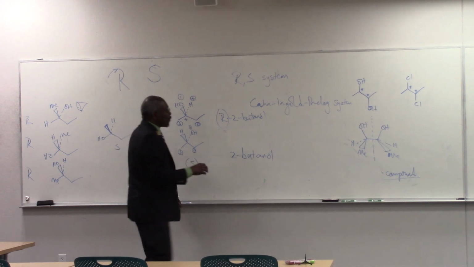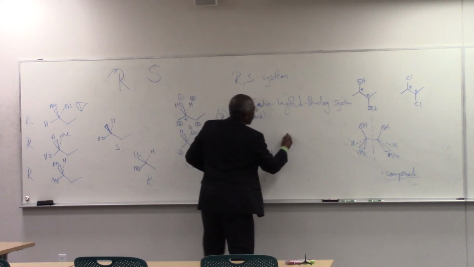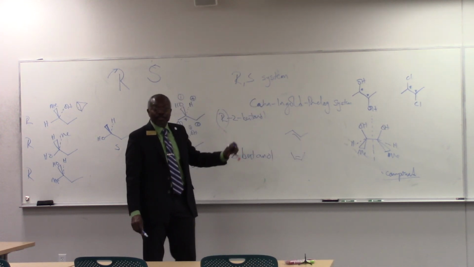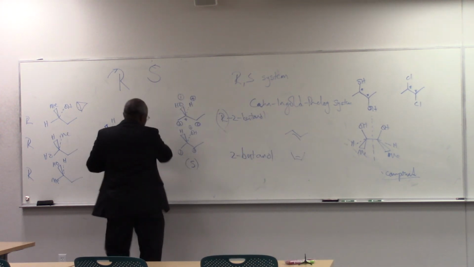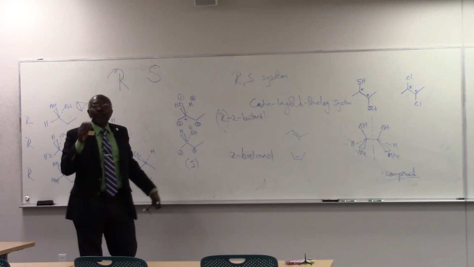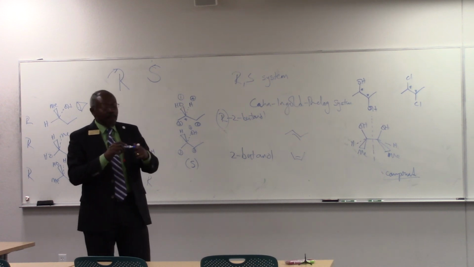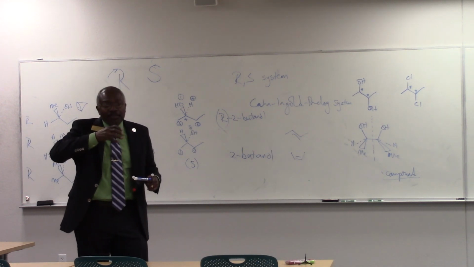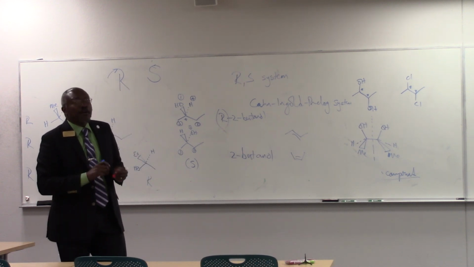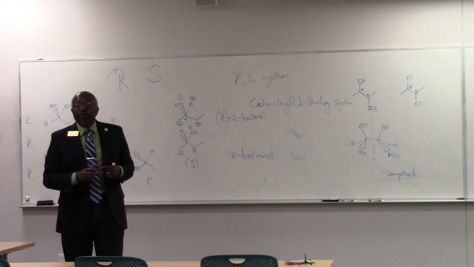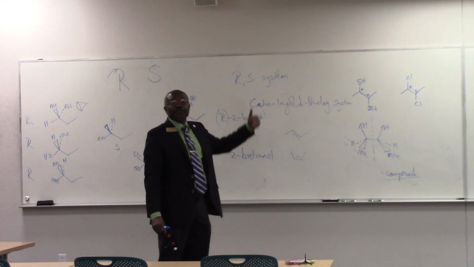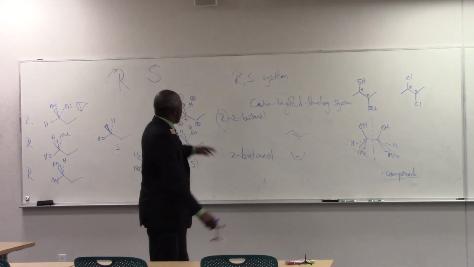Configurations are permanent. Whether those configurations are trans versus cis, which are permanent three-dimensional arrangements, or R versus S. So configurations are permanent three-dimensional arrangements about a center, about a carbon. Conformations are temporary three-dimensional arrangements, and they're interconvertible. You can't interconvert R and S, no more than you can interconvert cis.